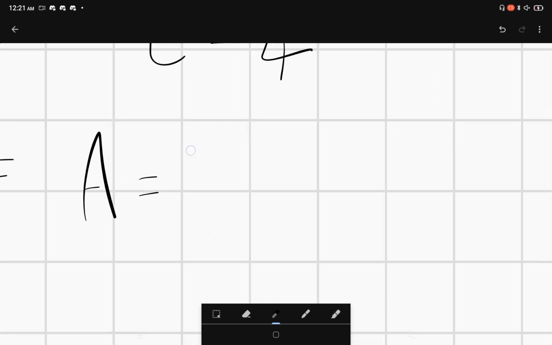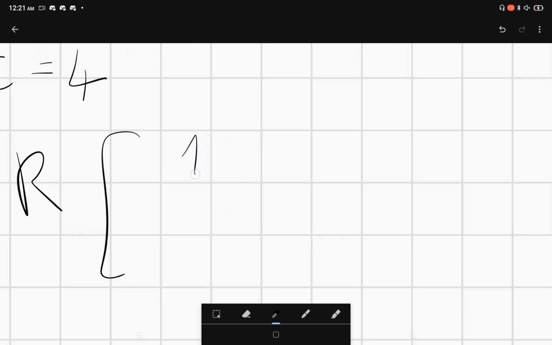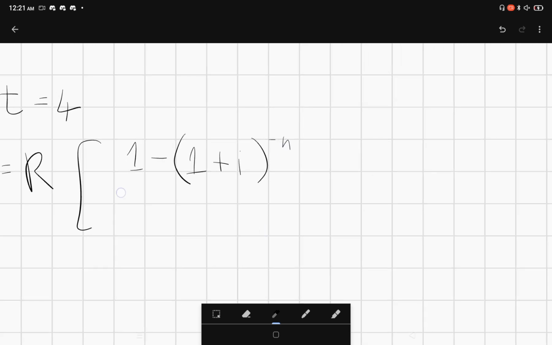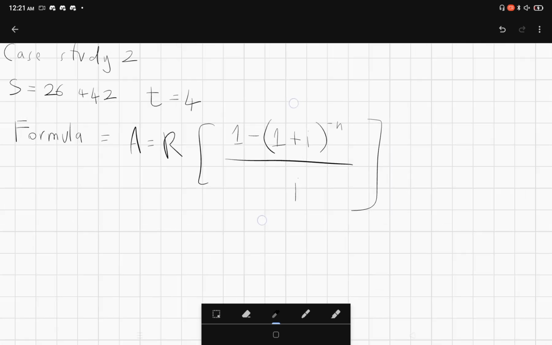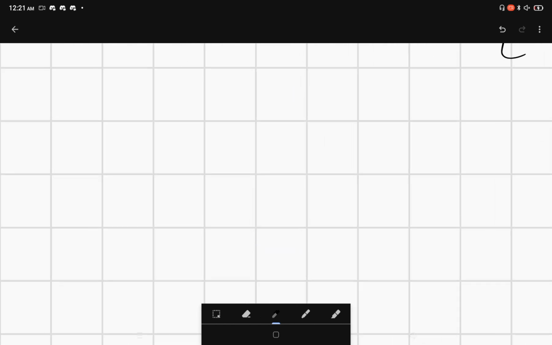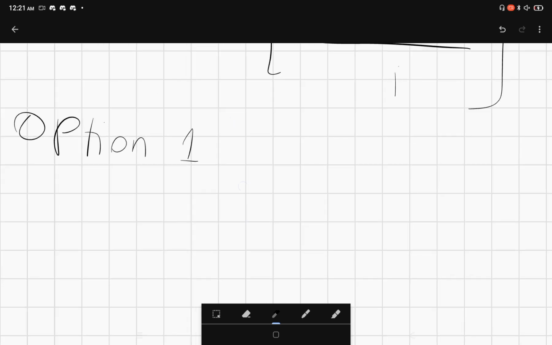So the formula that we have to use is A equals R in bracket 1 minus 1 in bracket plus i in bracket to the power of negative n. And then, so this is the formula that I will be using. So let's start with option number 1.